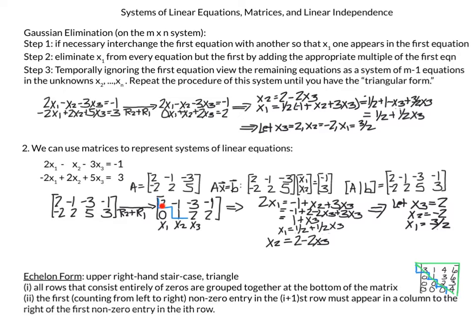And you can see here you have this triangular form. And here is the technical description of what it is to be triangular form. All rows that consist entirely of zeros are grouped together at the bottom of the matrix. So here we don't have any rows entirely of zeros, but if you had, they'd be at the bottom. The first, counting from left to right, non-zero entry in the (i+1)st row must appear in a column to the right of the first non-zero entry in the ith row. So in other words, if this is our ith row, then the next row's first non-zero entry has to appear after the first non-zero entry in the row above. That's all this is saying. And again, the effect is you get this staircase look.